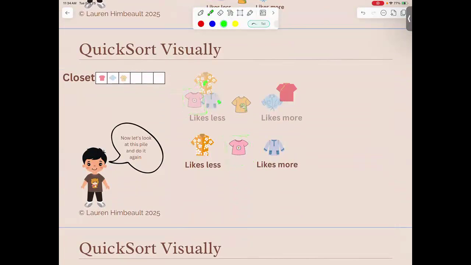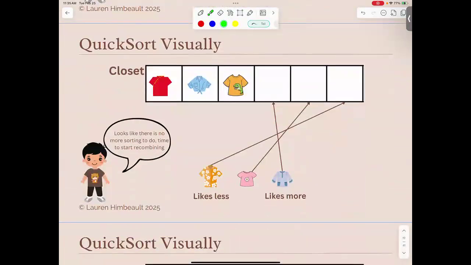And then for every other shirt in there, we once again go through and decide which ones we like less and which ones we like more, etc. Once we finish processing it, we go into the likes more pile and we realize this is sorted already. There's only one shirt in here. So then we come back up and we go to the likes less pile. Oh, this is already sorted as well. There's only one shirt in there.